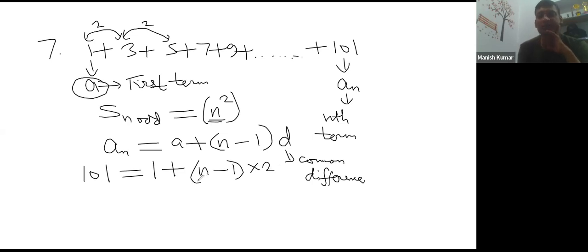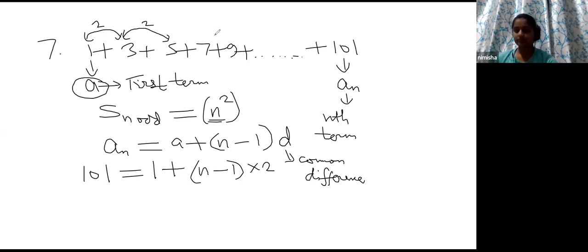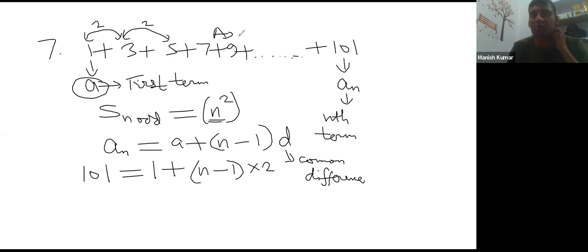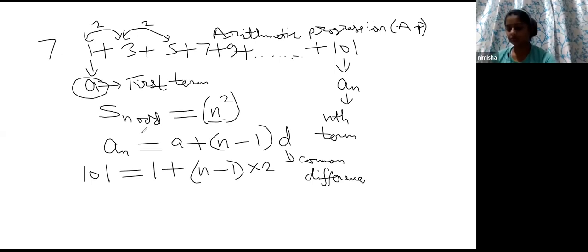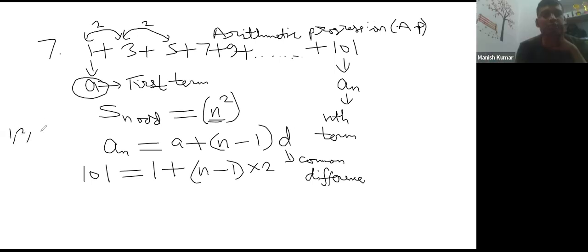From this equation, can we find the value of n? Yes. And such series with common difference is called as arithmetic series or arithmetic progression. Or in short form, it is called as AP. Understood? Yes. Like if I'm writing 1, 2, 3, 4, these are also in AP only. Okay, arithmetic progression, because common difference is 1 in this series. And in the question, the number of series which we have taken, common difference is 2, isn't it?